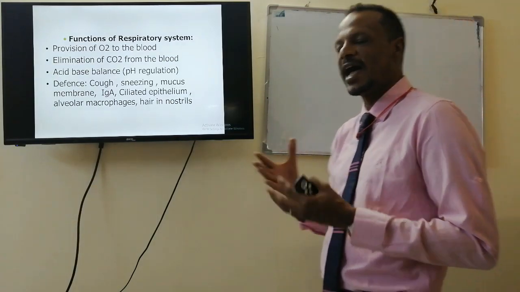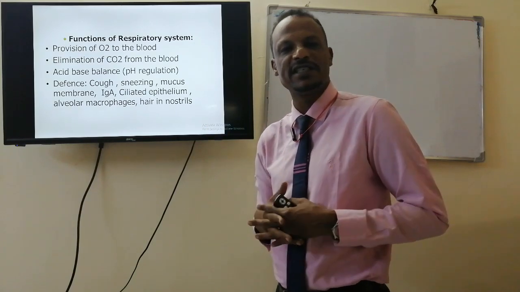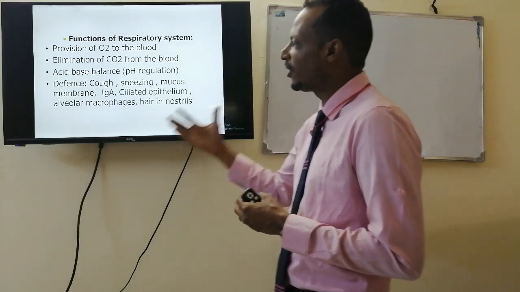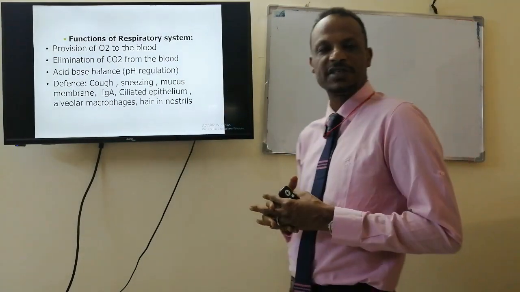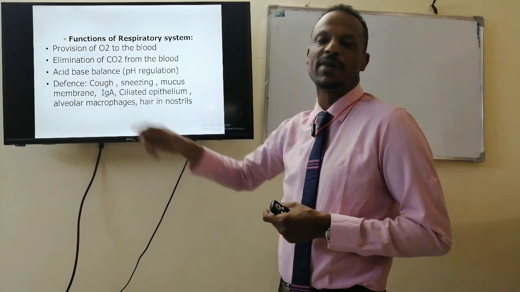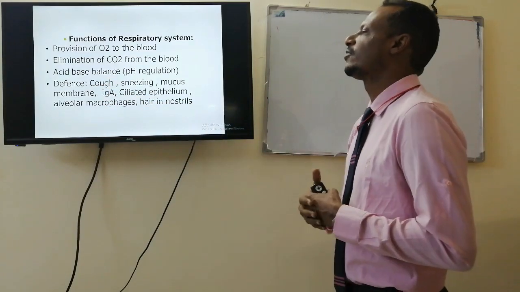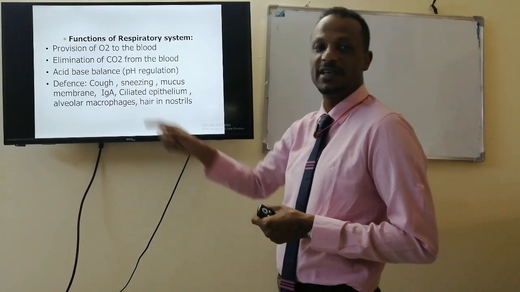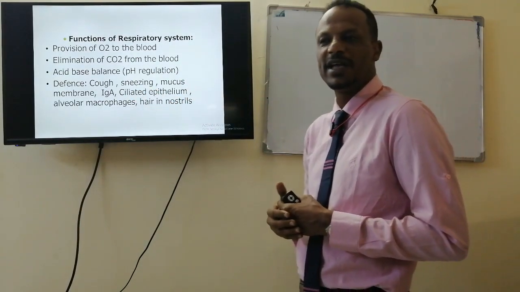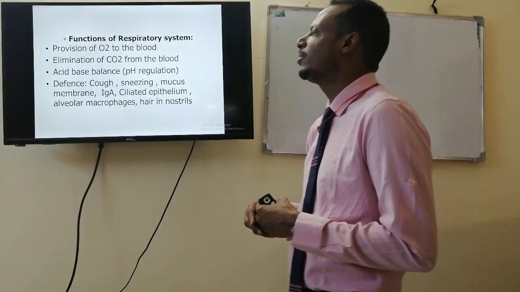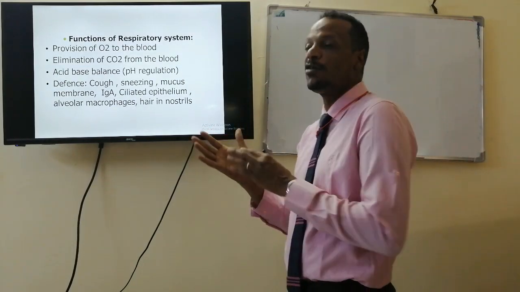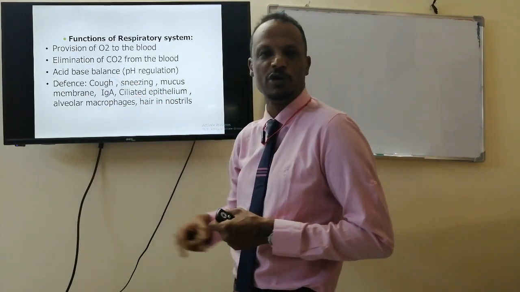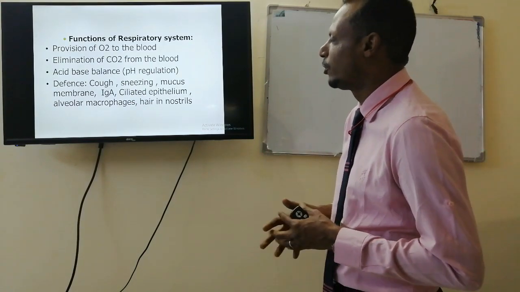It protects us against invading organisms as well as foreign bodies. These mechanisms are different in the respiratory system. For example, cough is one of the mechanisms by which we can eliminate foreign bodies and dust entering our respiratory system. Sneezing is also one. Then there are the mucous membranes. The mucous membrane lining the respiratory system protects us by sticking of the foreign bodies and particles to the respiratory system. Then there is IgA, or immunoglobulin A, which is called the secretory immunoglobulin.